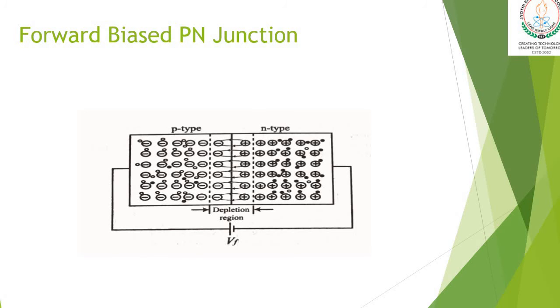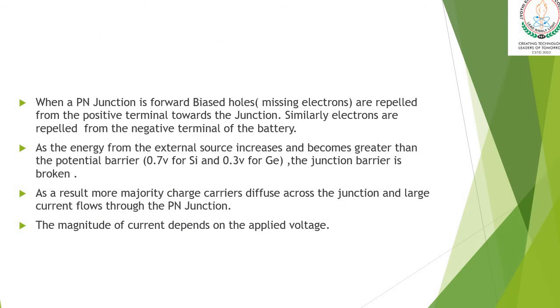So now this is what is going to happen. I'll just read this. When a PN junction is forward biased, holes, that is, the missing of electrons, are repelled from the positive terminal and move towards the junction. Similarly, electrons are repelled from the negative terminal of the battery.